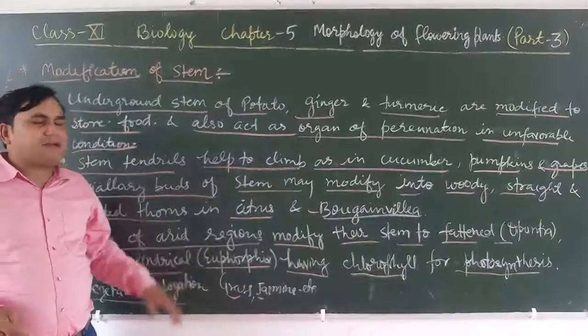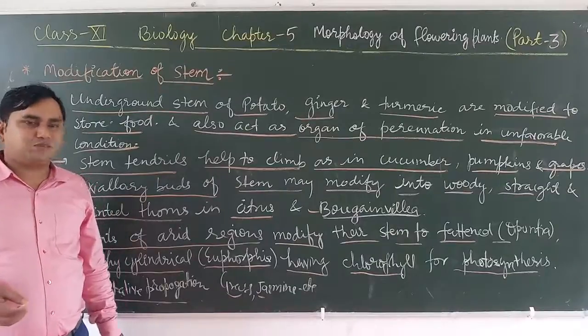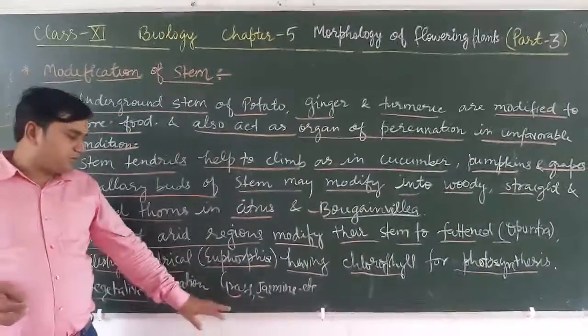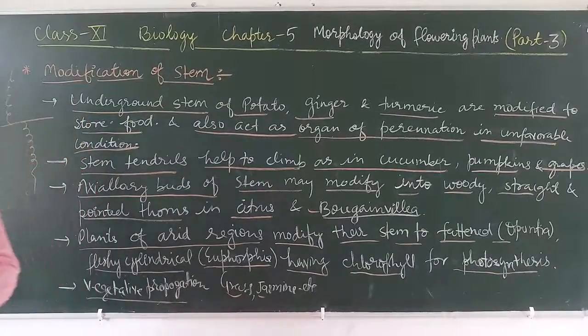That chlorophyll helps in the photosynthesis process and vegetative propagation. By vegetative propagation, grass and jasmine also develop, and they are modified for other activity.